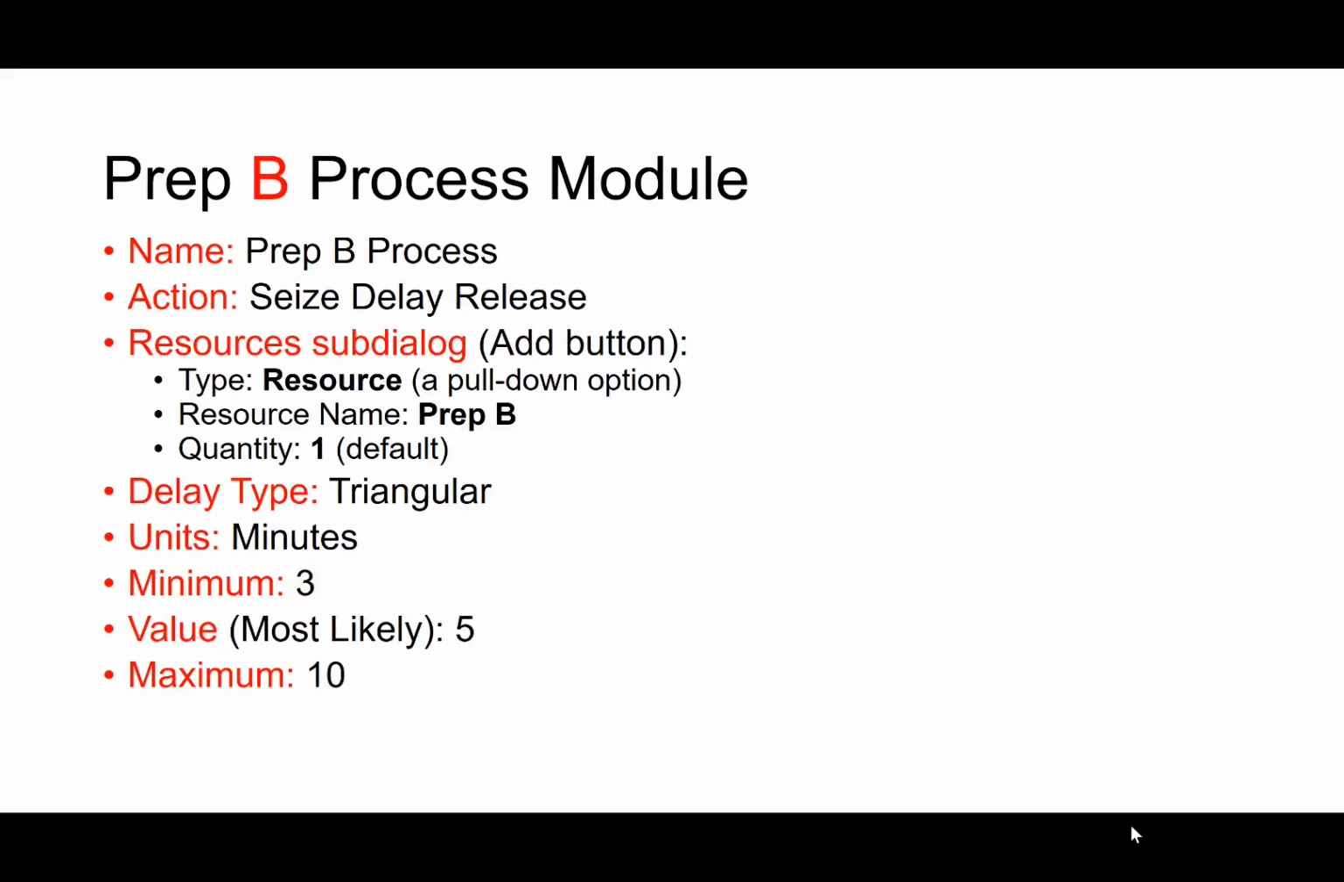Part B prep process, seize, delay, release also as well. All these pieces are the same, except the distribution is a little bit different. 3 minutes for minimum, 5 is most likely, and then 10 for max. Again, it still uses a triangular distribution.